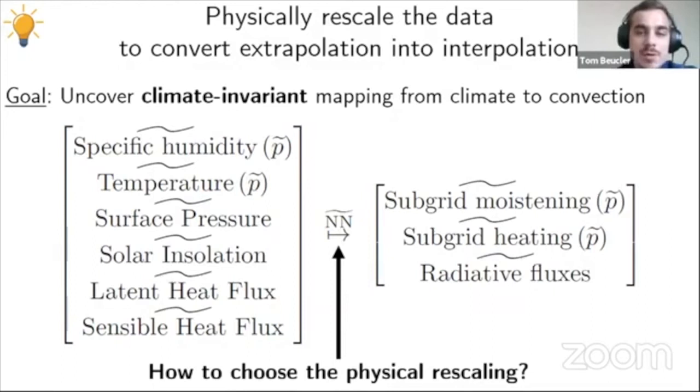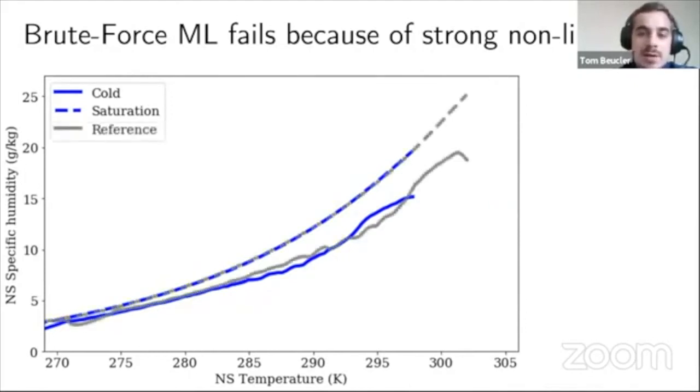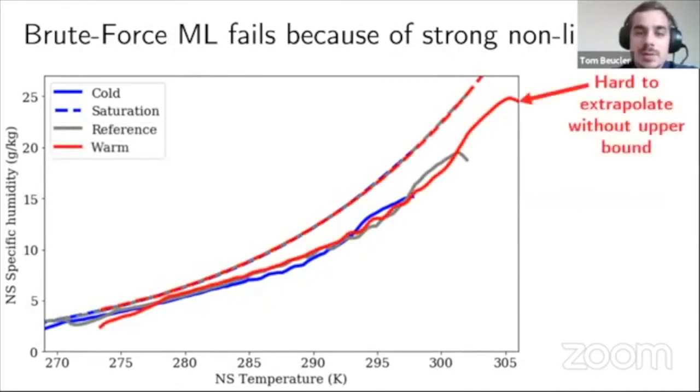And today I'm going to show a physical rescaling that gives us promising results, and that is based on the main mode of failure of a neural network, coming from the Clausius-Clapeyron relation, which implies an exponential relationship between water vapor and surface temperature. And this is a striking nonlinearity, which is the main cause in our case of the failure of a neural network, as it is hard to extrapolate without knowing that upper bound dictated by physics.